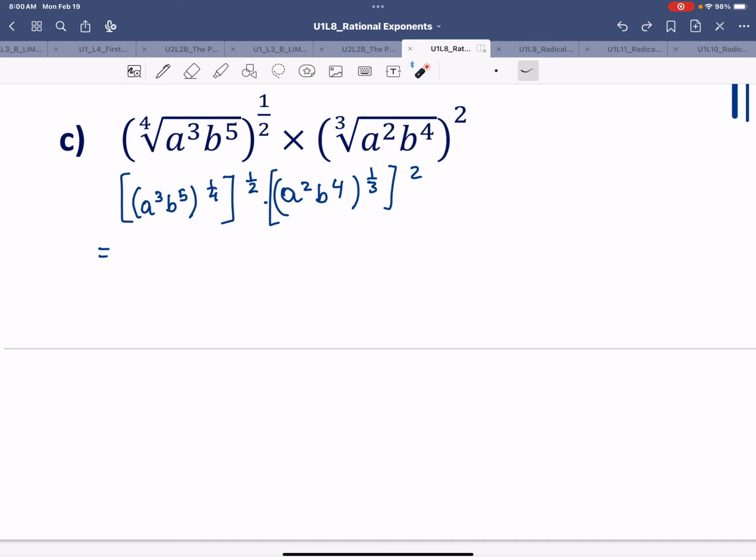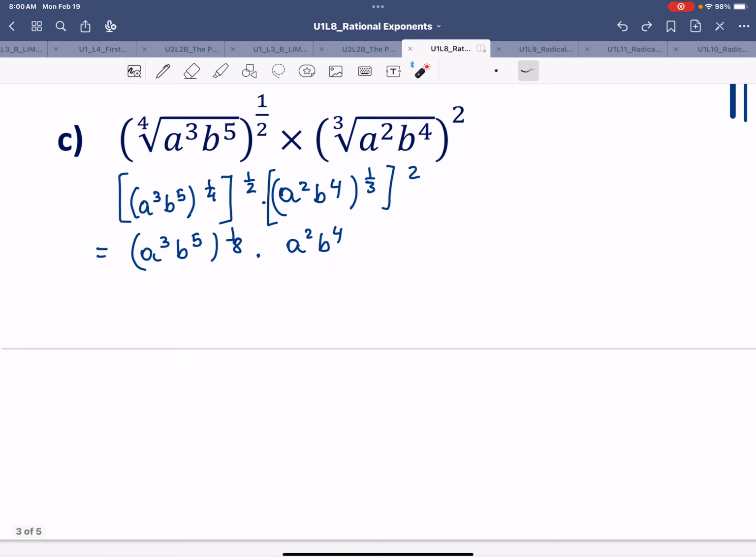Now, let's continue. We're going to write a^3 b^5 to the power of 1 over 8, and that would be the product of these two. And then a^2 b^4 to the power of 2 over 3. Now, it's time to apply this exponent to every part of the term, so therefore we're going to have a to the power of 3 over 8, b to the power 5 over 8, multiplied by a squared to the power of 2 over 3, which will be a to the power 4 over 3 eventually, and b to the power of 4 to the power of 2 over 3.